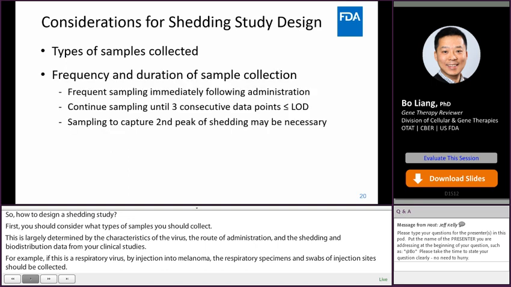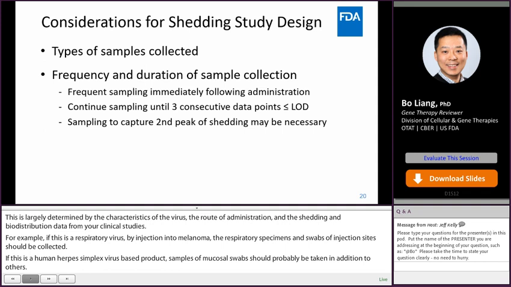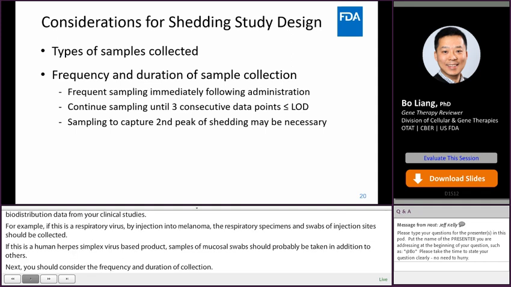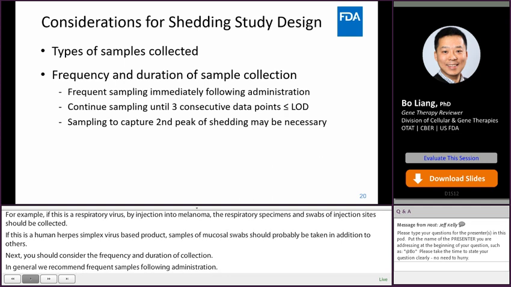Next, you should consider the frequency and the duration of sample collection. In general, we recommend frequent sampling immediately following the administration. The sampling should be continued until 3 consecutive data points are below the limit of detection. And sampling to capture the second peak of shedding may be necessary.